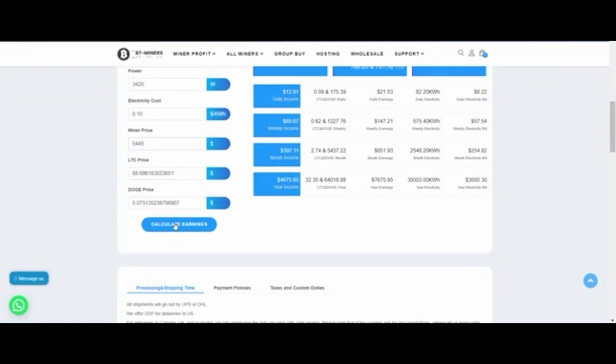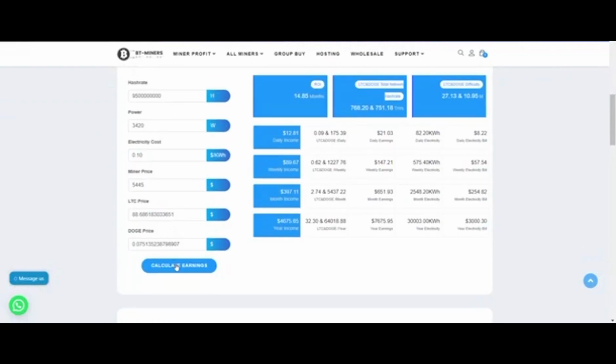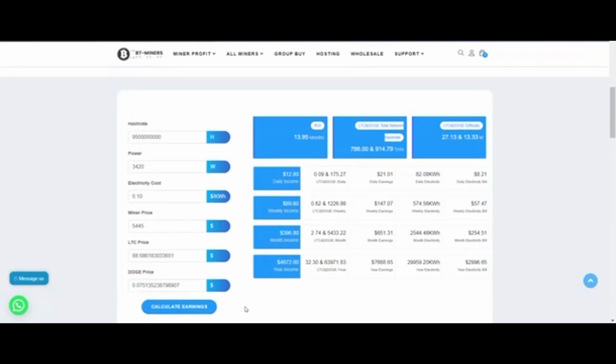Hope this information was clear and understandable. If you're like me, you don't want to do all that math, just go on btminers.com, click on the miner that you want, and it does the calculation for you.